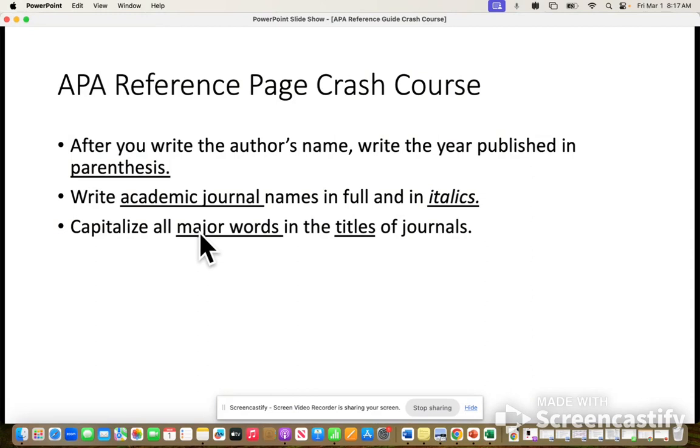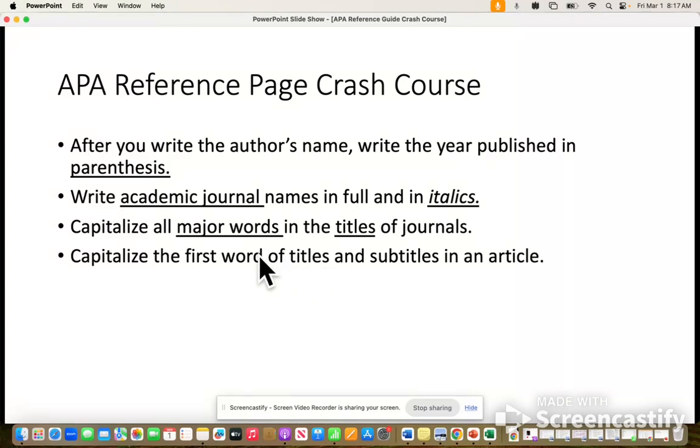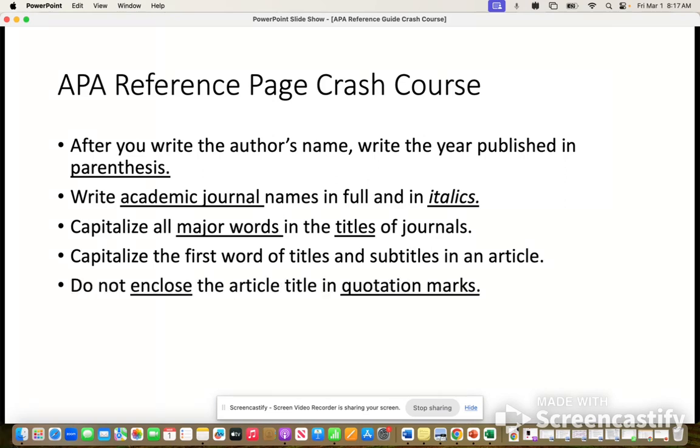Capitalize all major words in the titles of journals. So if it's the Journal of Adolescent Psychology or Adolescent Sociology, you'd capitalize Journal, Adolescent, Sociology. You wouldn't capitalize "of" because that's not a major word. Capitalize the first word of titles and subtitles in an article. It looks weird, but when you actually type out an article title, you only capitalize the first word, and you don't capitalize any of the other words. Why it's done this way, I have no idea. I'll show you guys some examples later. It's just what they do. Do not enclose the article title in quotation marks. I think you do that in MLA. You don't do it in APA.